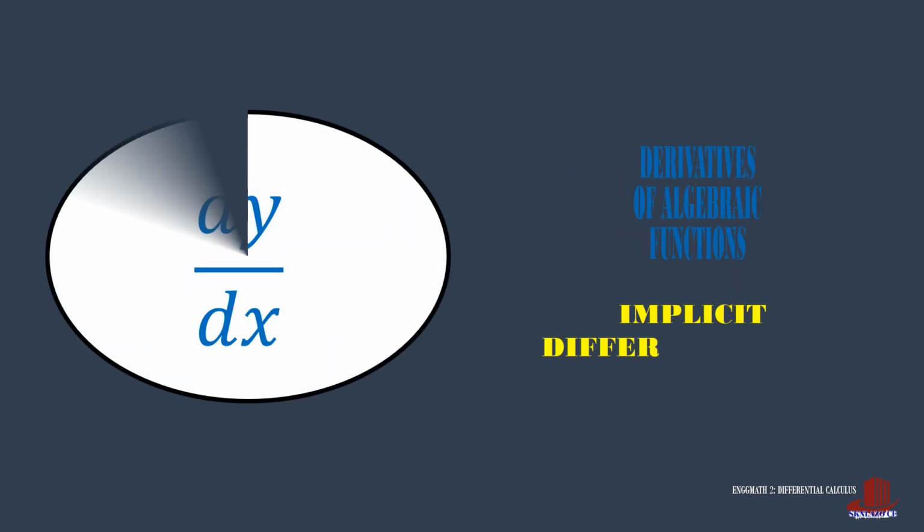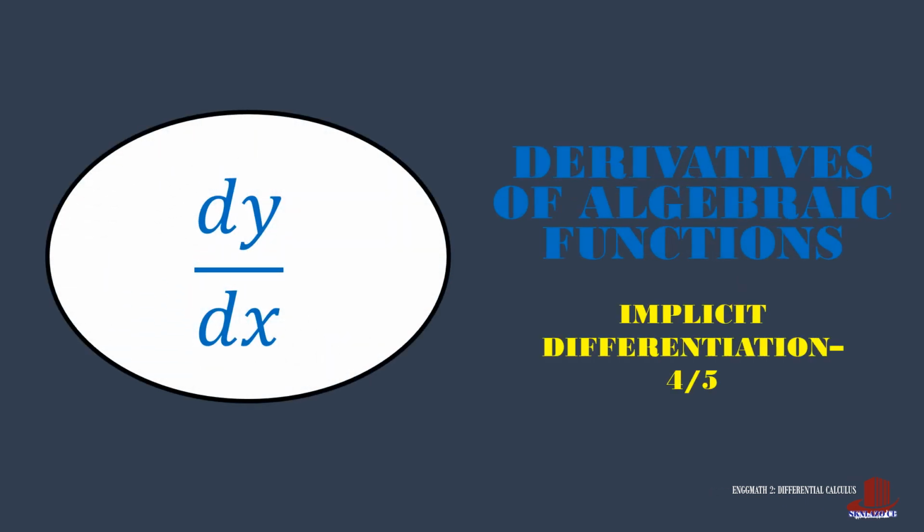The fourth example for implicit differentiation includes a function which requires both product and general power rules. Welcome to differential calculus.